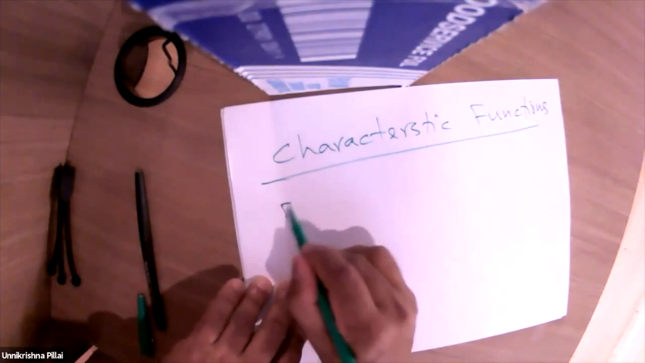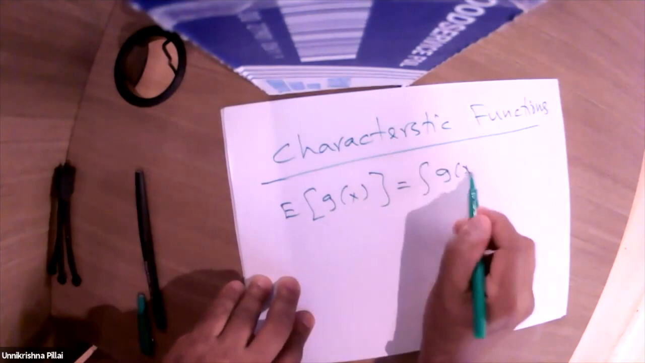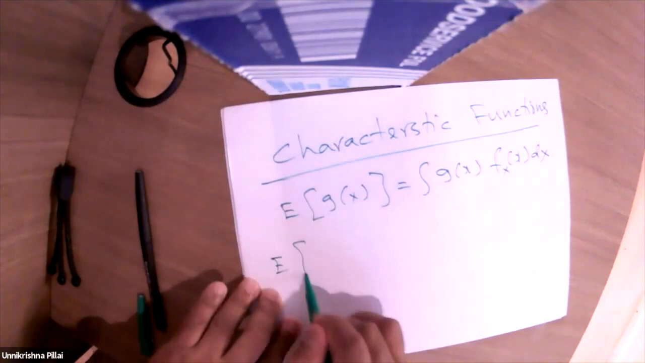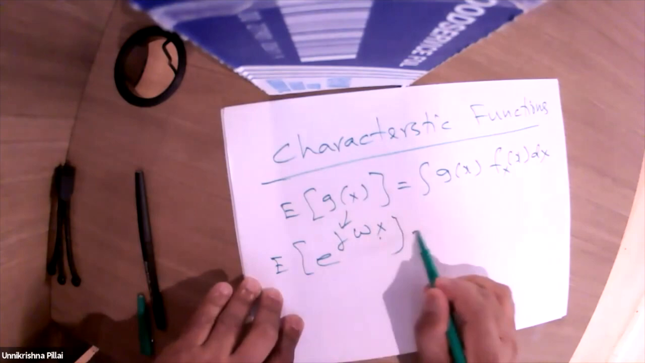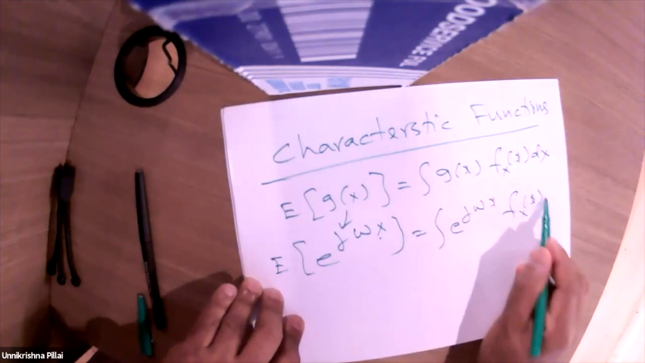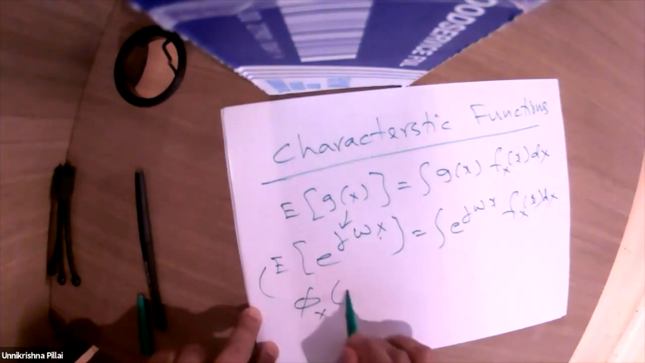So remember, we will start with this expression. Expected value of g(X) is g(x) multiplied by f_X(x) dx. So I'm going to take a special case of g(x). g(x) I'm going to take as e raised to j omega x. So notice the random variable is in the exponent. So this is by definition the integral of e raised to j omega x f_X(x) dx. And let me call this phi_X of omega, because it's going to be a function of omega, right?